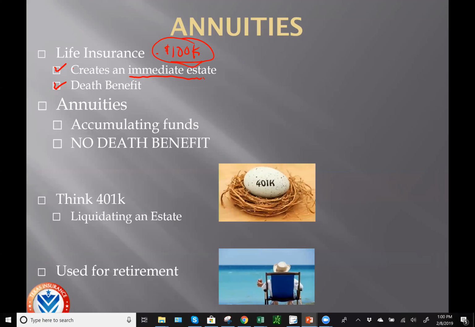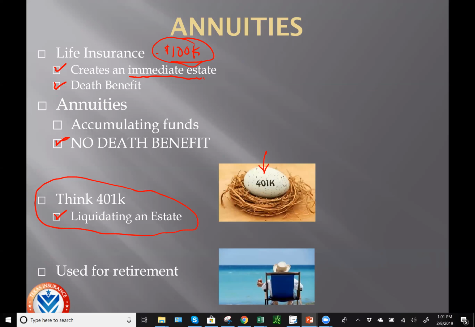Next, annuities being the exact opposite. I always tell people when we talk about annuities, think of a 401k. Think of something that you're putting money into so when you retire, you can take that money out. That is an annuity in a nutshell. So annuities do not create an immediate estate. They are actually for the liquidation of an estate. And any money in an annuity, just like if you had money in a 401k and you die, your beneficiary is going to get that money, but it is not considered a death benefit. It's just a return of any principal and interest that you might have gained.